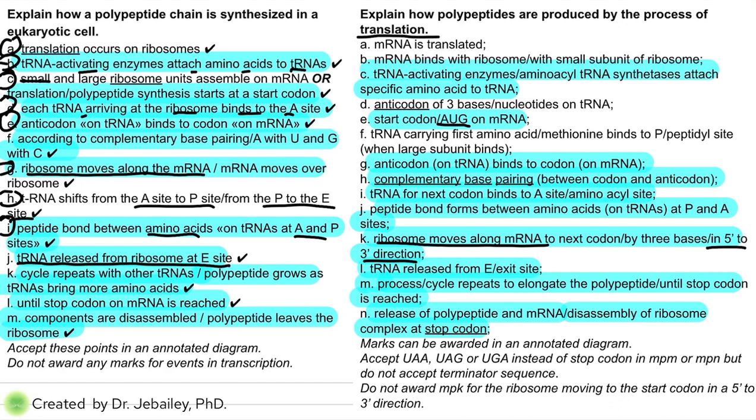However, there's a couple more differences. Now, let's look at the differences. This one says translation occurs in ribosomes. Here it doesn't have it because it's in the question, but it does say mRNA is translated, which the first one doesn't have. Here it says small and large subunits assemble on mRNA. It doesn't have that here. It also shows here tRNA shifts from A to P site, from P to E site. It doesn't mention that. But it does mention the anticodon that's found on the tRNA, and tRNA carrying the first amino acid, which is methionine, binding to the P site on the large subunit, which the other doesn't mention.